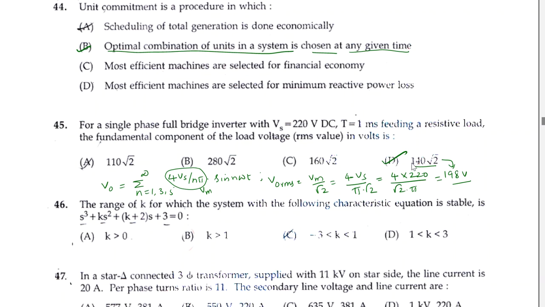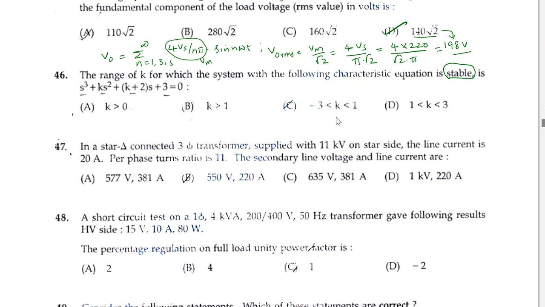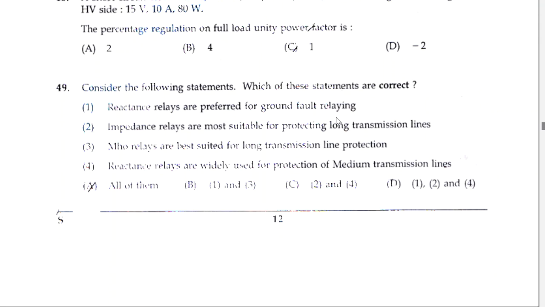Okay. Next question here. It is the range of K for which the system with the following characteristic equation is stable. Here they mentioned the keyword stable. So let me draw the Routh table for this characteristic equation here. Let me take a fresh page here. Now here I am going to take the equation.